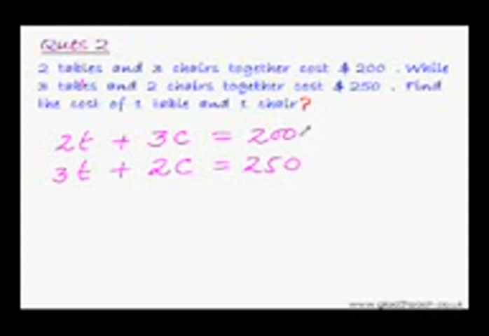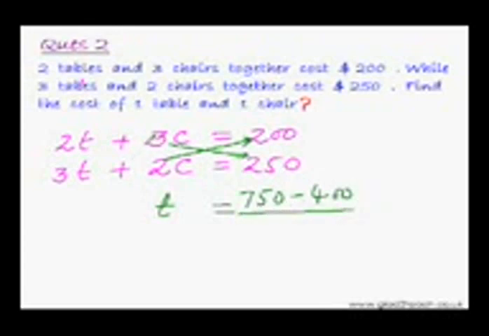So we have successfully created the two simultaneous equations. Now just solve them. Since here the coefficients are different, the fastest way to solve these simultaneous equations would be the double cross multiplication method. So T would be equal to 750 minus 400 divided by 9 minus 4.